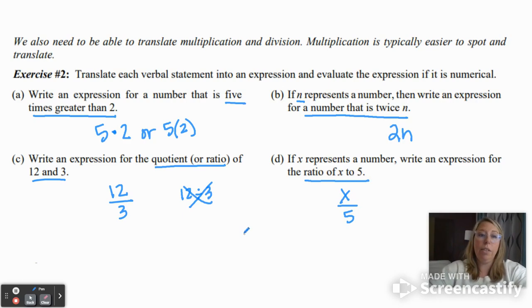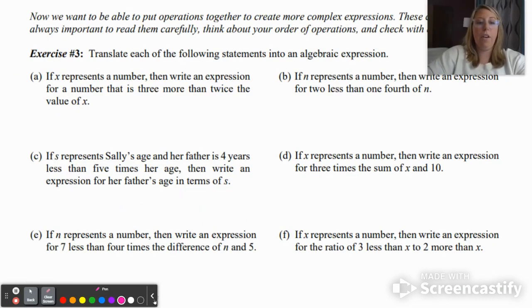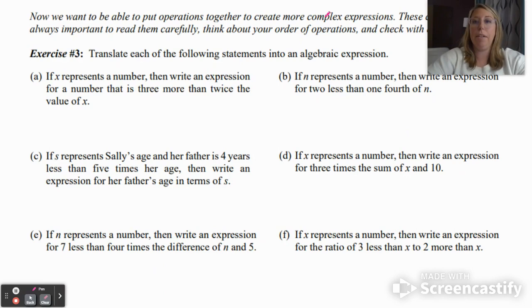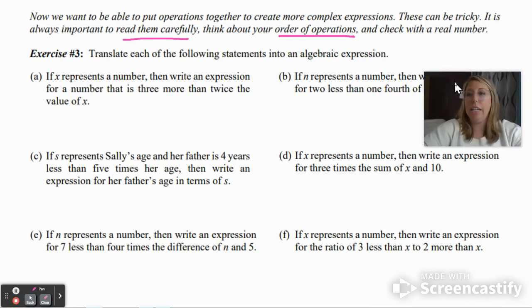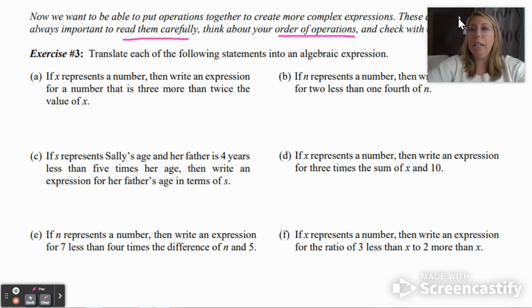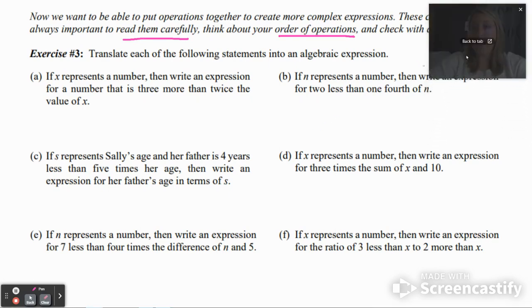The next section of the notes is going to take these same skills that we just practiced pretty quickly and do them in a more complex way. So I'm going to do a few of them with you, and then I'm going to have you do several on your own for practice. All right, for exercise 3, it says up here at the top that these can be tricky. So as you're looking at these that are more complex, you need to read them carefully, think about your order of operations, and then this right here says check with a real number, meaning plug in an actual number for your letter.